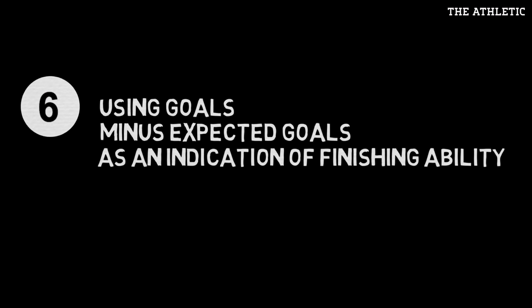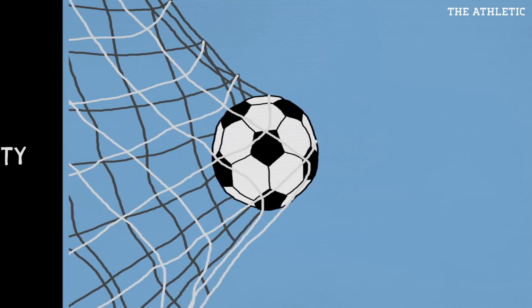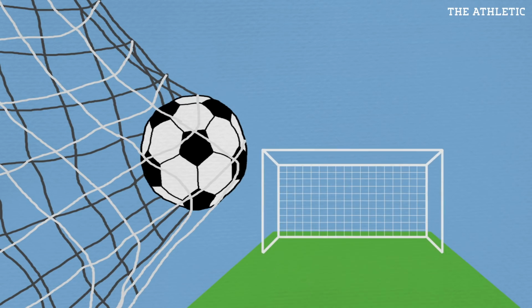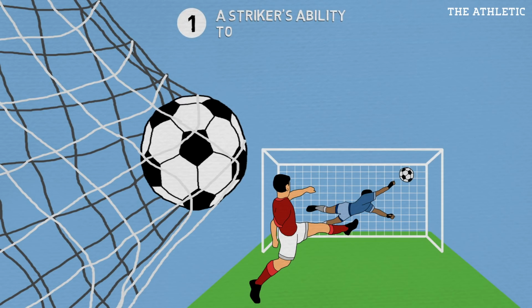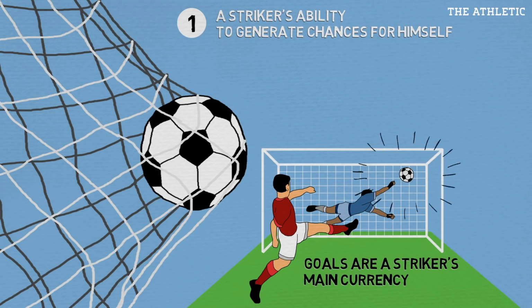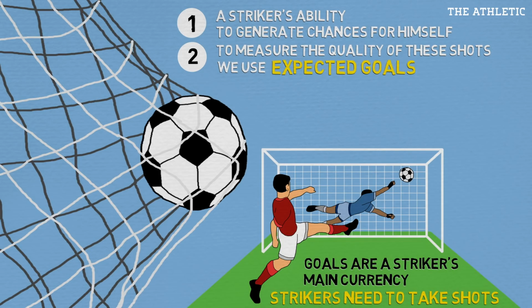6. Using goals minus expected goals as an indication of finishing ability in small samples. When it comes to understanding goal-scoring ability, there are two crucial elements that need to be considered and judged in isolation. The first is a striker's ability to generate chances for himself. Goals are a striker's main currency, and to score goals, strikers need to take shots. To measure the quality of these shots, we use expected goals. If a player consistently gets into good goal-scoring positions, over time, goals will come.